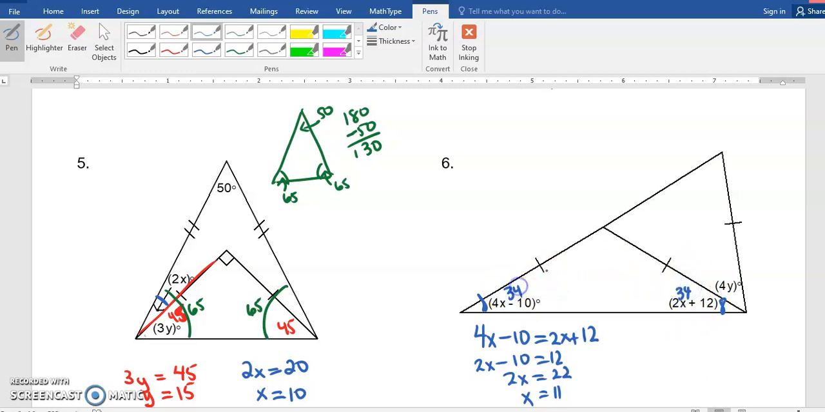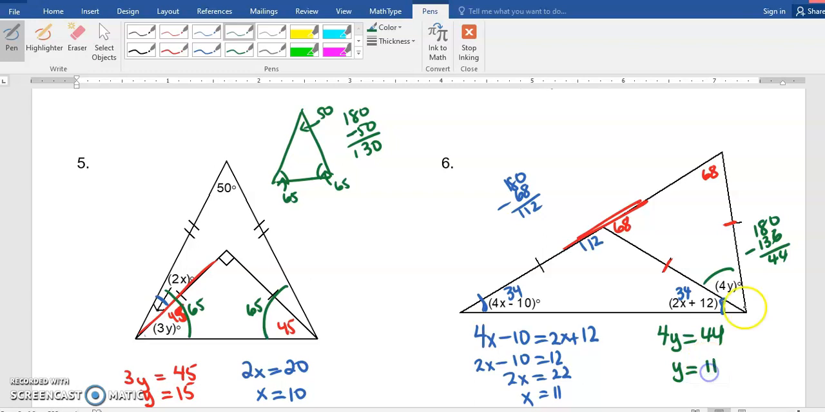So these are each 34. 180 minus 68 is 112 for this angle. Then because we have a linear pair here, 180 minus 112 is 68. Because these two are congruent, if that's 68, this is 68. And that leaves, for this angle here, 180 minus, that's 136, which is 44. And y equals 11.